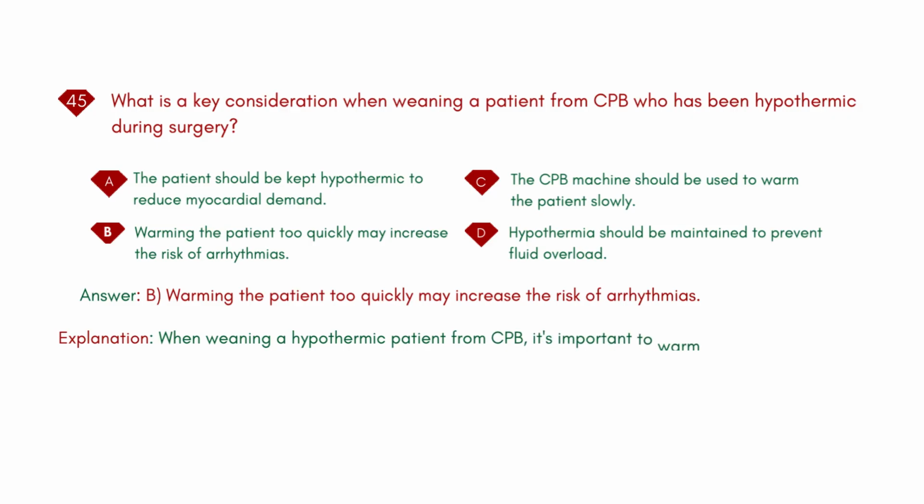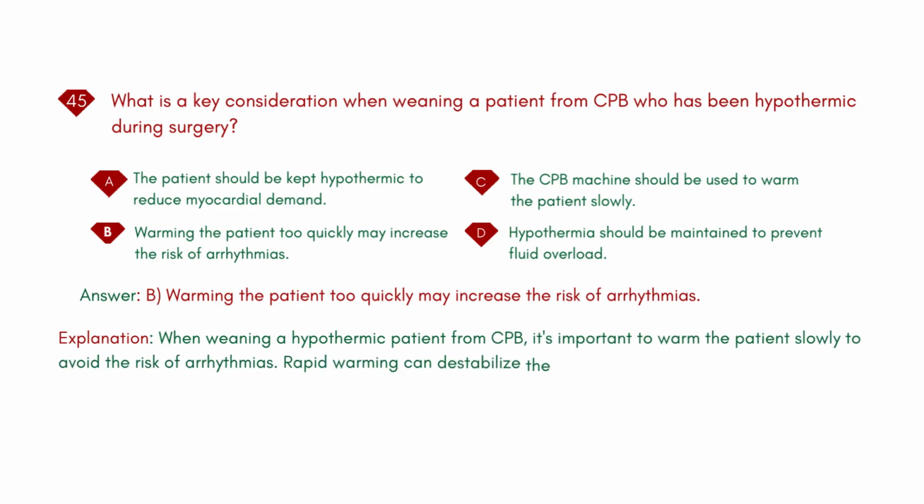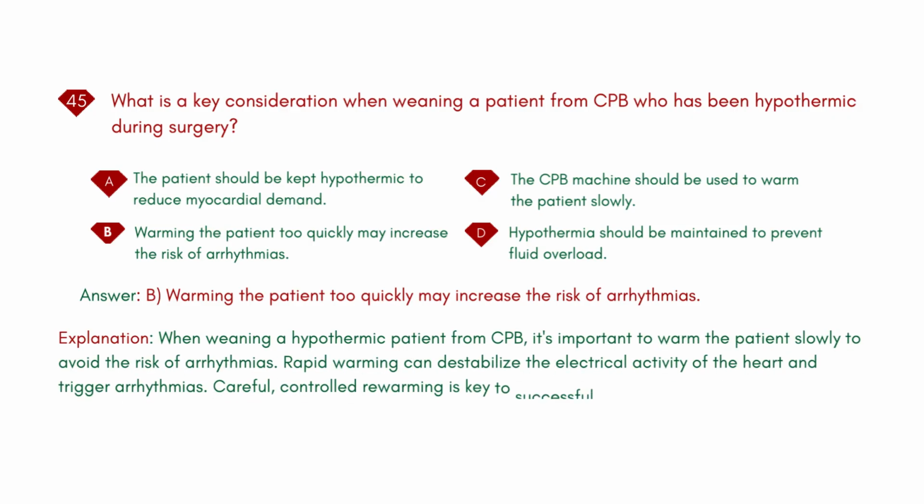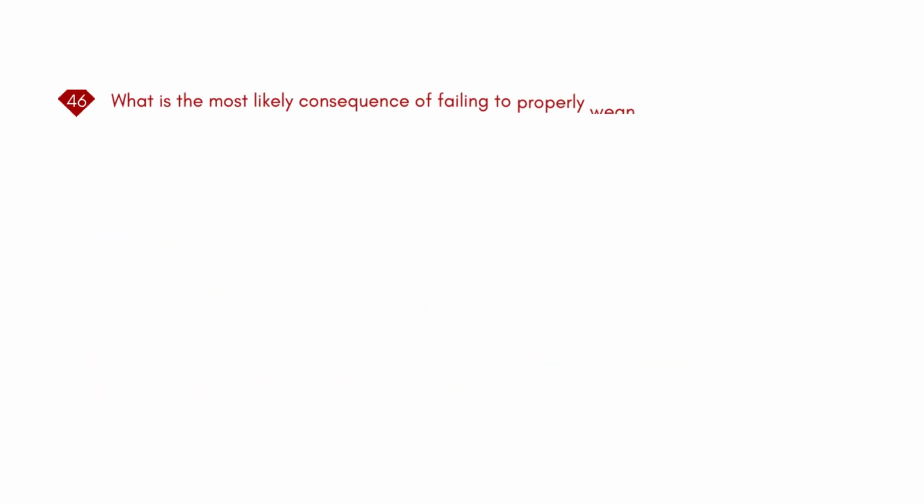Explanation: when weaning a hypothermic patient from CPB, it's important to warm the patient slowly to avoid the risk of arrhythmias. Rapid warming can destabilize the electrical activity of the heart and trigger arrhythmias. Careful, controlled rewarming is key to successful weaning. What is the most likely consequence of failing to properly wean from cardiopulmonary bypass, CPB?